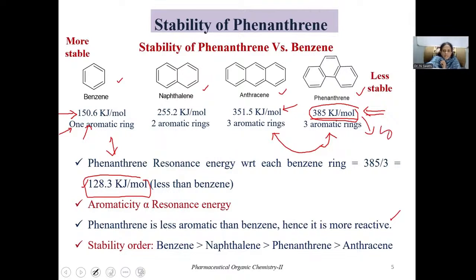Phenanthrene shows 5 resonance structures. Anthracene has only 4 resonance structures. So greater the number of resonance structures, greater will be the stability. Also, greater the resonance energy, greater will be the stability. Greater the stability means it is more aromatic. So in that way also we can relate easily.